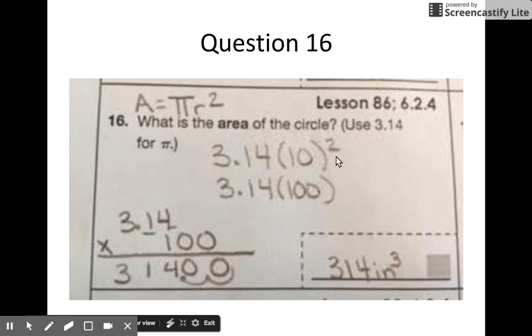The first thing I do is square 10. 10 times 10 is 100. Then I must take 3.14 times 100. I offset my zeros, so I bring down both zeros. 1 times 4 is 4, 1 times 1 is 1, and 1 times 3 is 3. I then do not forget about my decimals. There's 2 decimal places after, so I must swoop twice. 1, 2. So I come up with the final answer of 314.